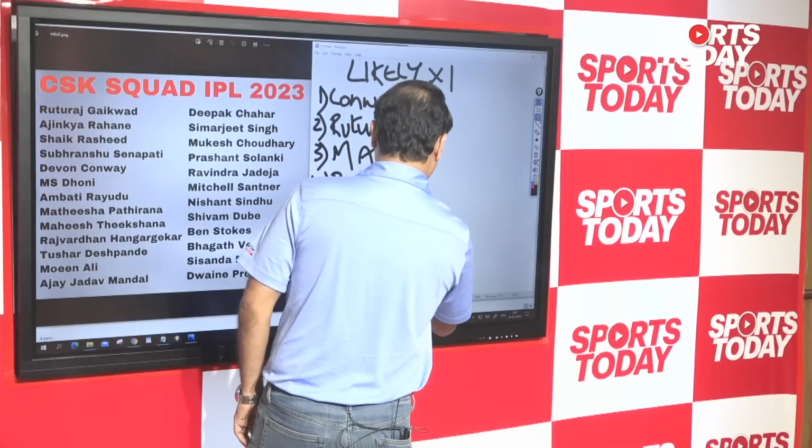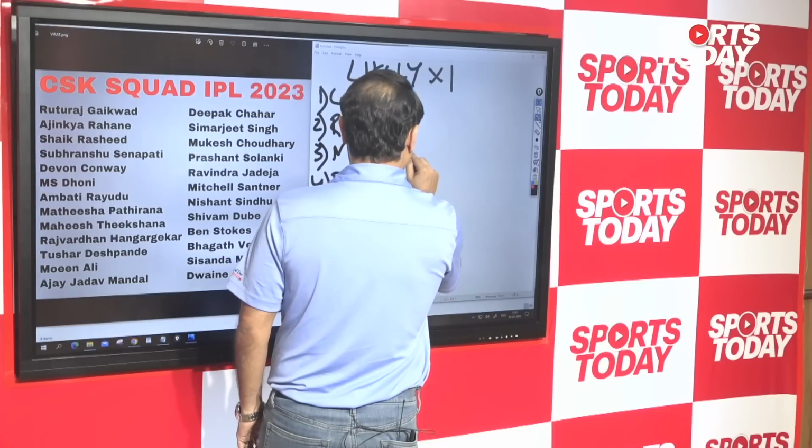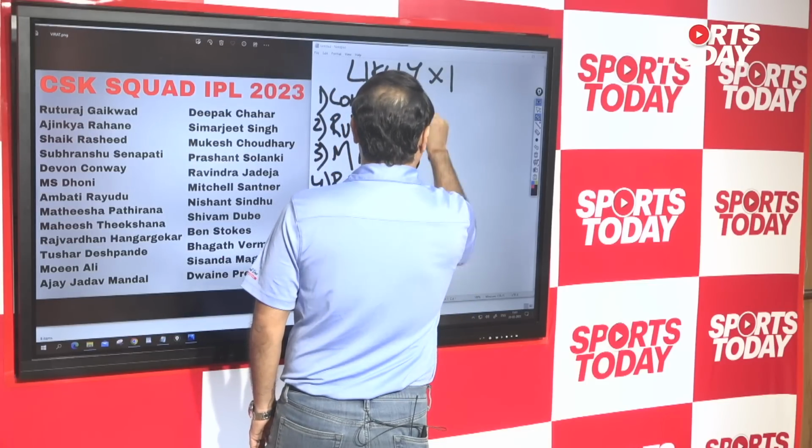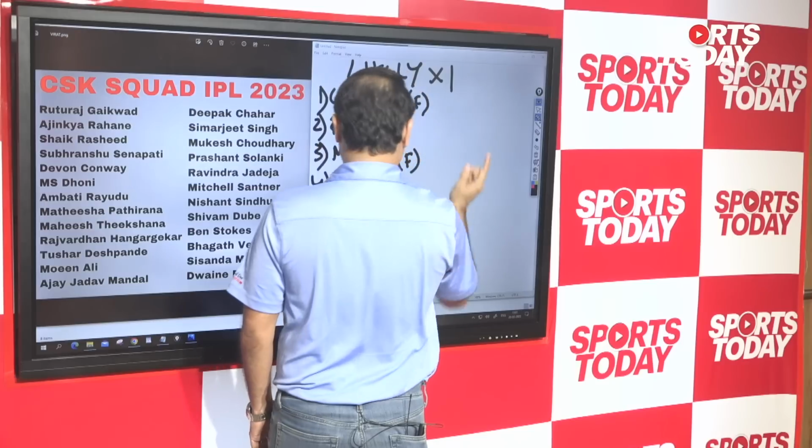So these players will play in the 11. Dhoni and Jadeja. So you have 3 foreign players. You'll have one foreign player here, and then you will need more. Yes, Mahesh Theekshana also. So Theekshana, that's what I'm saying.